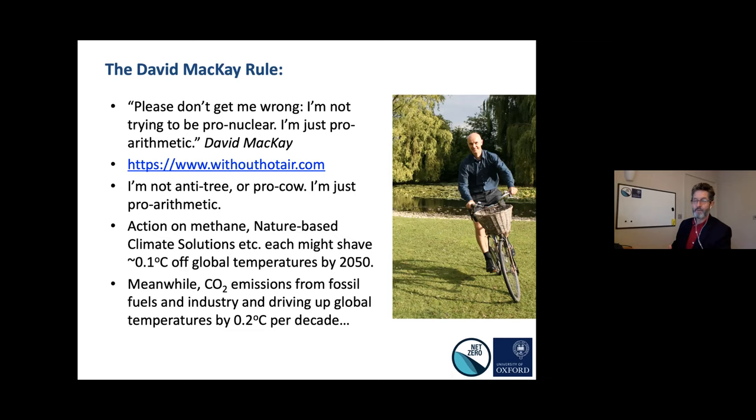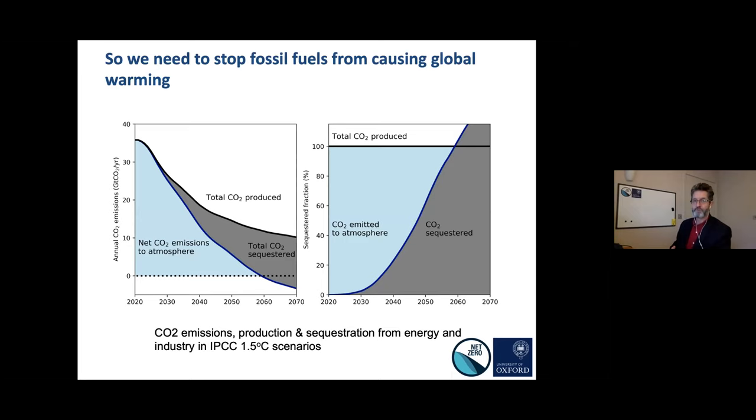And we can use those equations to convince ourselves that action on methane, on global diet, for example, or action on planting trees, each might shave perhaps a tenth of a degree off global temperatures at the most optimistic level by 2050. Meanwhile, carbon dioxide emissions from fossil fuels and industry are driving up global temperatures by 2/10 of a degree per decade. So we need to stop fossil fuels from causing global warming. And this diagram shows you the way in which we will have to do that, short of an outright ban.